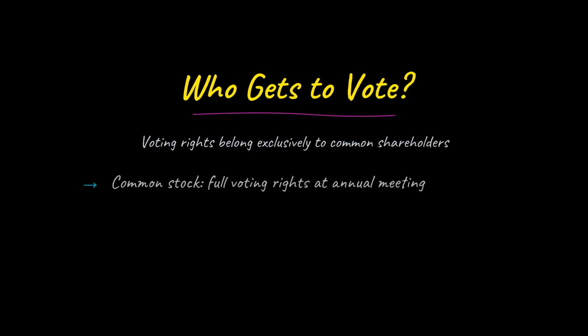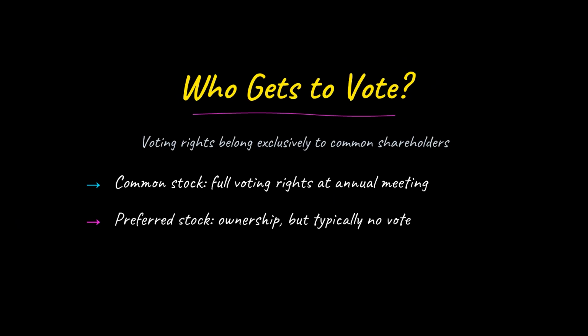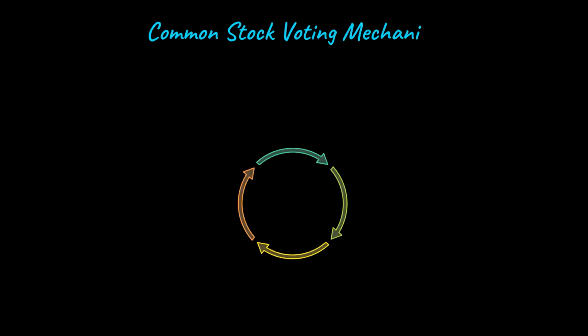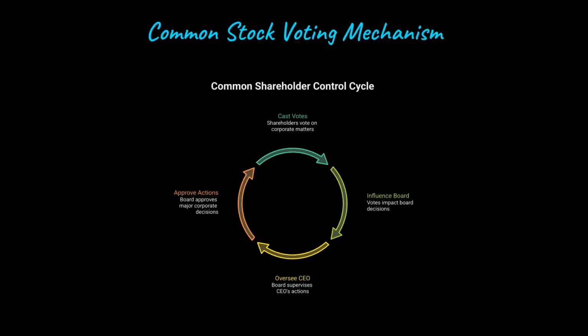Common shareholders are the only category that routinely votes. Preferred shareholders trade away their vote in exchange for priority dividends and liquidation preference. Bondholders are creditors. They hold a contract, not an ownership stake, so they have no governance voice whatsoever. The vote is the structural mechanism connecting ownership to control. Shareholders elect the board. The board hires the CEO, and major actions like mergers or charter amendments require direct shareholder approval. One share, one vote is the standard model in most public companies.